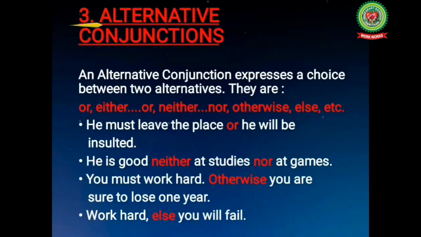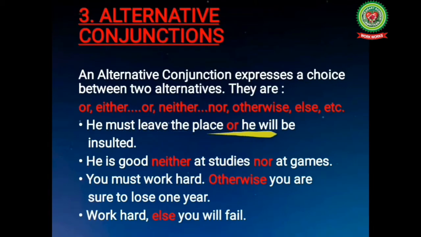Next type is alternative conjunctions. An alternative conjunction expresses a choice between two alternatives. In other words, when an alternative or choice is offered between one statement and the other, we use or, either or, neither nor, otherwise, else, etc. Let's read the examples given here.